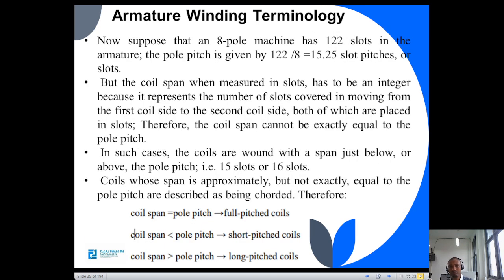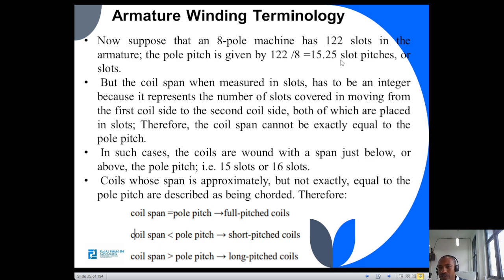See, suppose our machine has 8 poles and it has 122 slots. So our pole pitch, the distance from one pole to the other, is going to be 15.25 slot pitch.